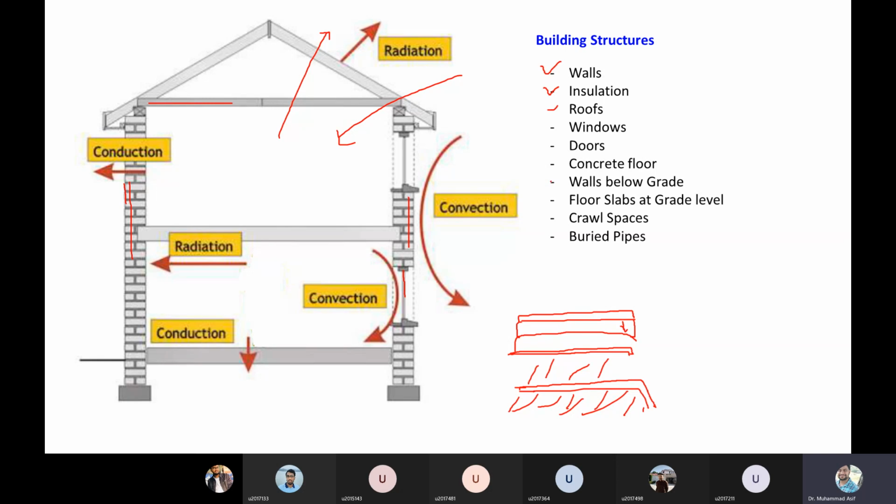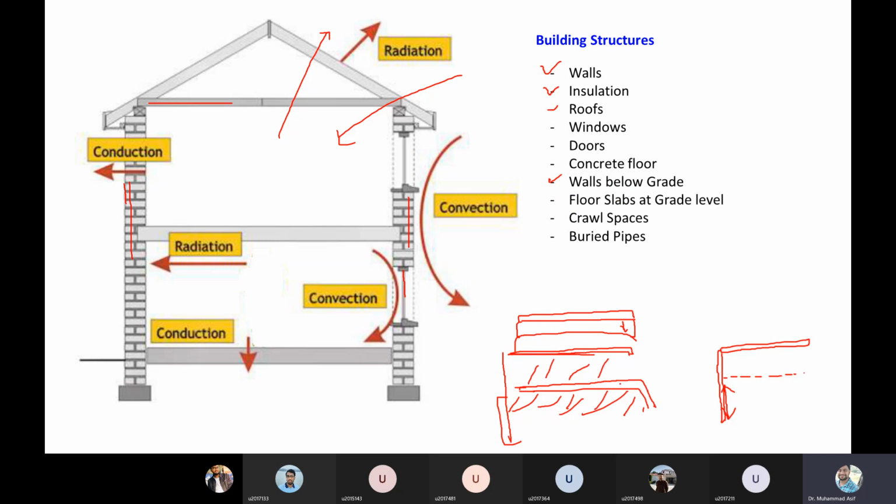Similarly, we have the walls below the grade. If this is the grade, then you know that along the side foundation, let's say this is the floor area, the foundation even goes down to a very long depth, right? So that means the heat transmission is also possible through the wall which is below the grade. The grade layer will be like here, and below that, the foundation wall is possible there. So one of the transmission components is the wall below the grade.